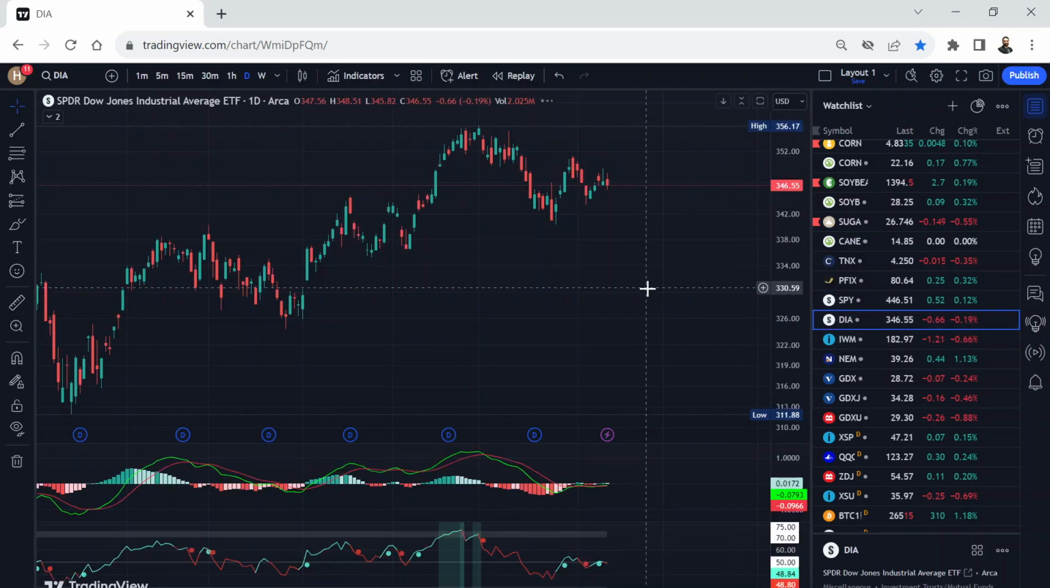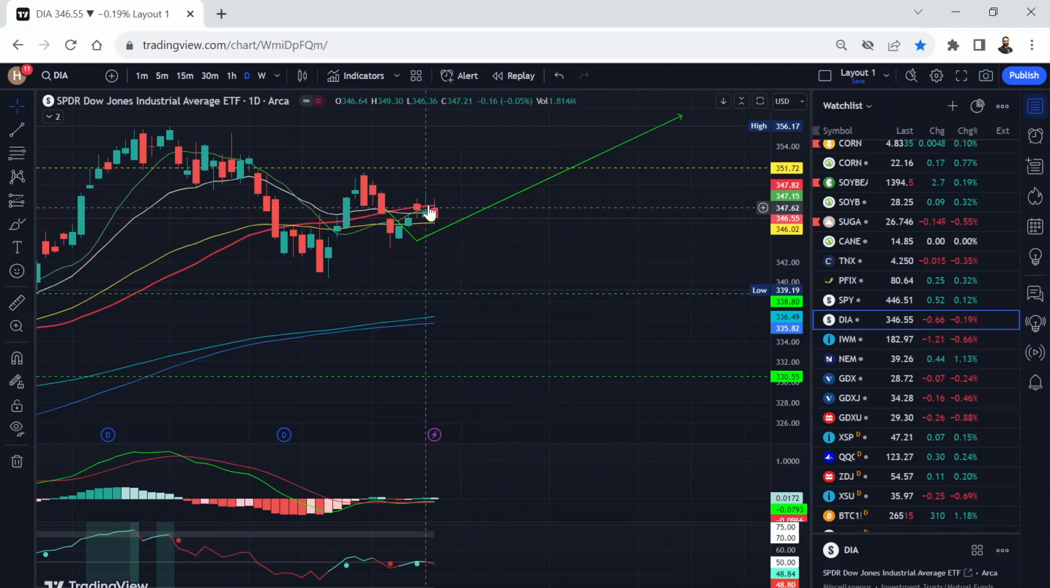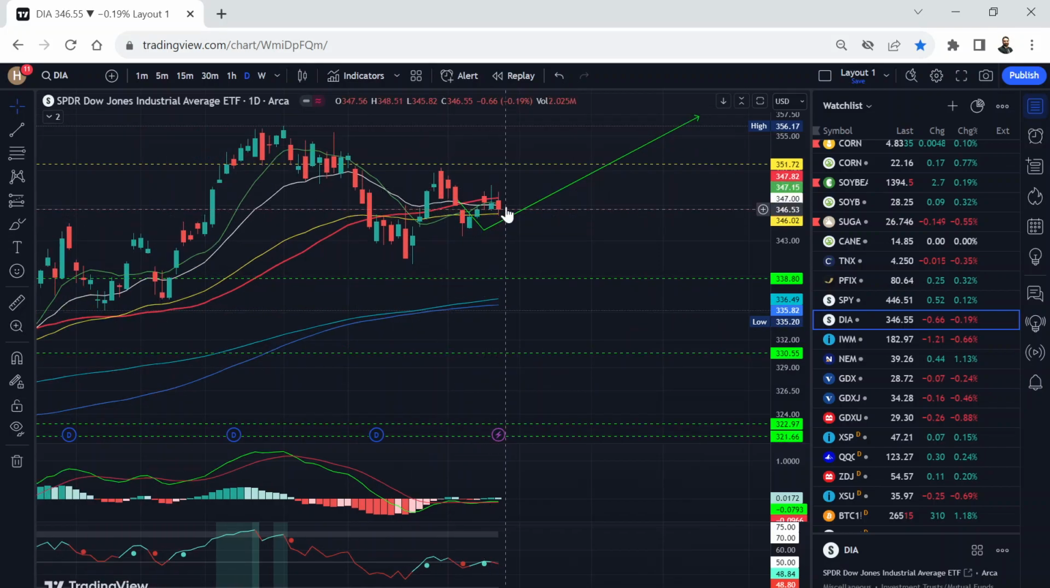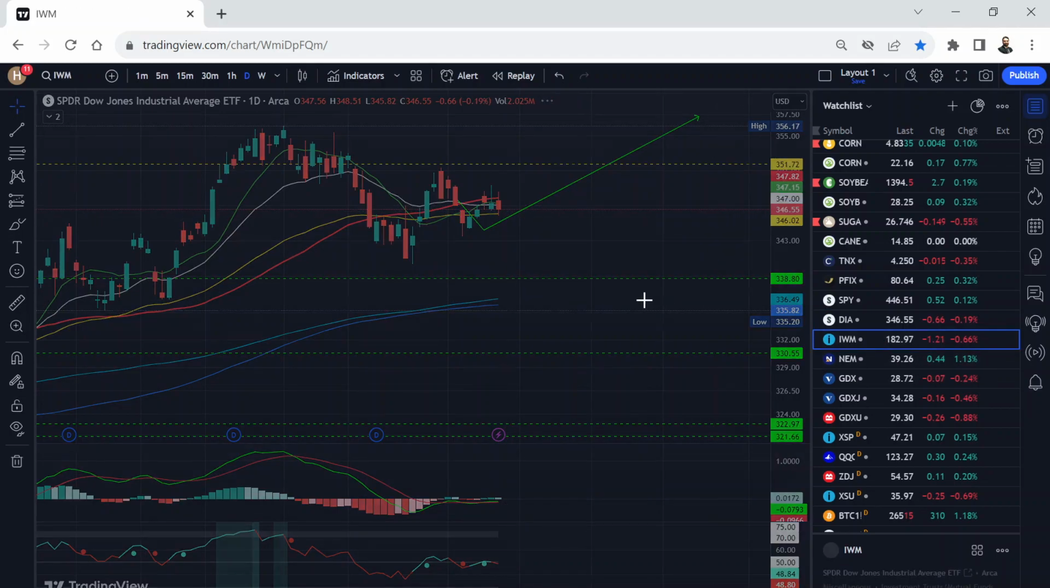Let's look at the Dow Jones. If I zoom in, you can see the same scenario here, between both EMA lines, the 50 EMA and the 50 SMA. It's right in the middle. It needs to break out one way or the other. There's a gap above around 351.72, and also there's a gap around 338.80. So it's right in the middle, and there's no advantage to bulls or bears here.